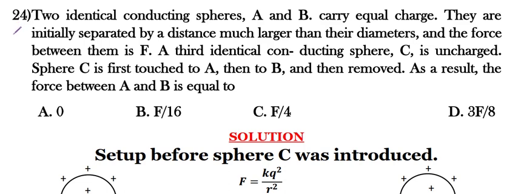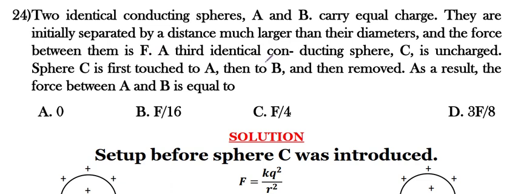So today we are going to be looking at question 24 of the NAHPI 2021 entrance examination. Question 24 reads: two identical conducting spheres A and B carry equal charge. They are initially separated by a distance much larger than their diameters, and the force between them is F.